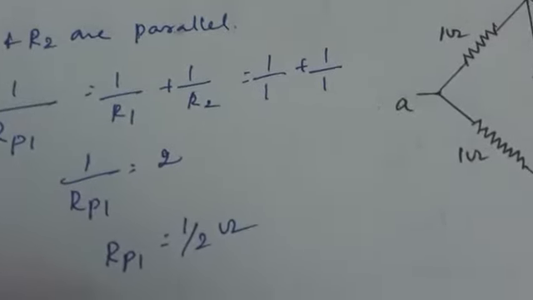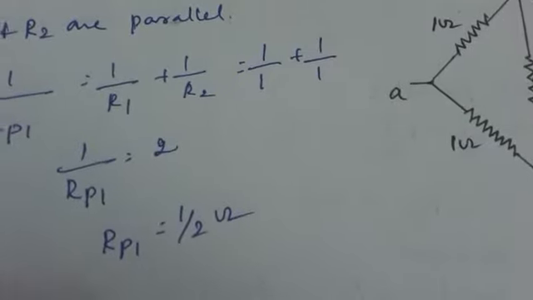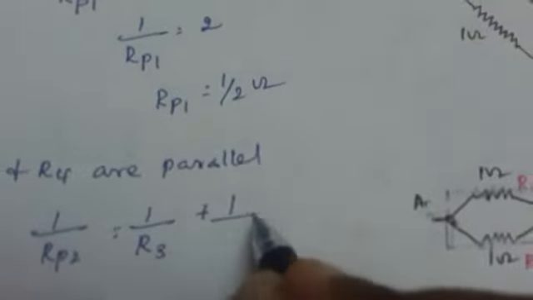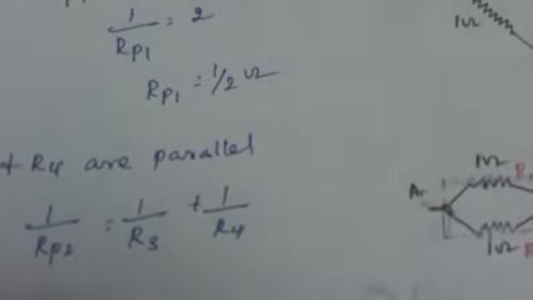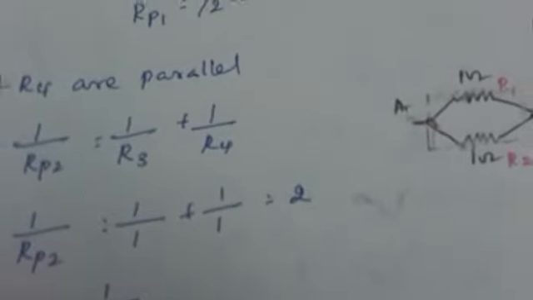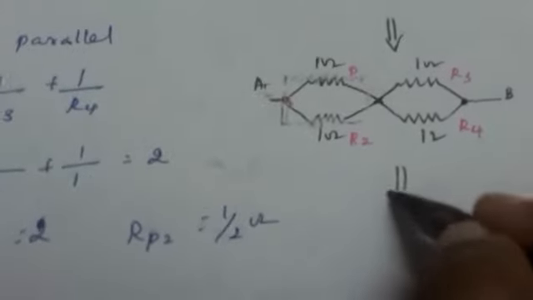Similarly, R3 and R4 are parallel. So I can write 1 by RP2 is equal to 1 by R3 plus 1 by R4. So 1 by RP2 is equal to 1 by 1 plus 1 by 1. This is also again 2. So 1 by RP2 is equal to 2. So RP2 is equal to how much? 1 by 2. Now I can go for drawing the equivalent diagram for this again.